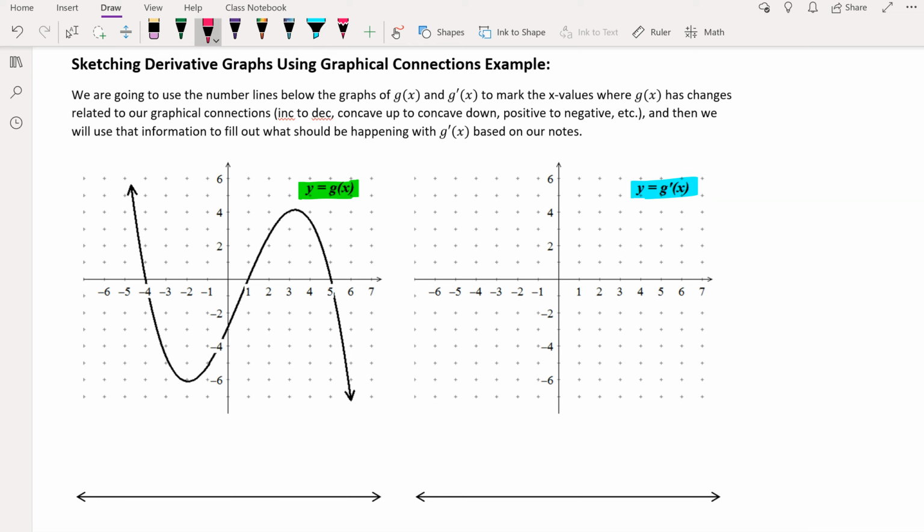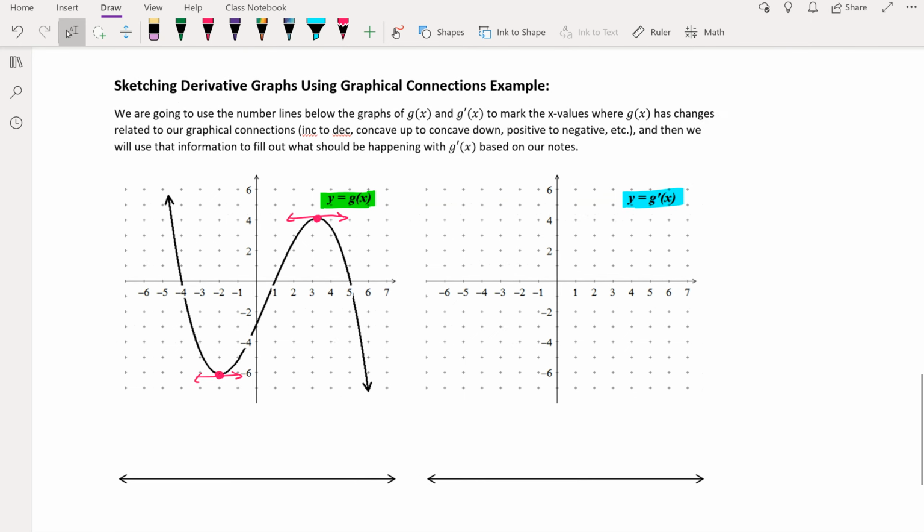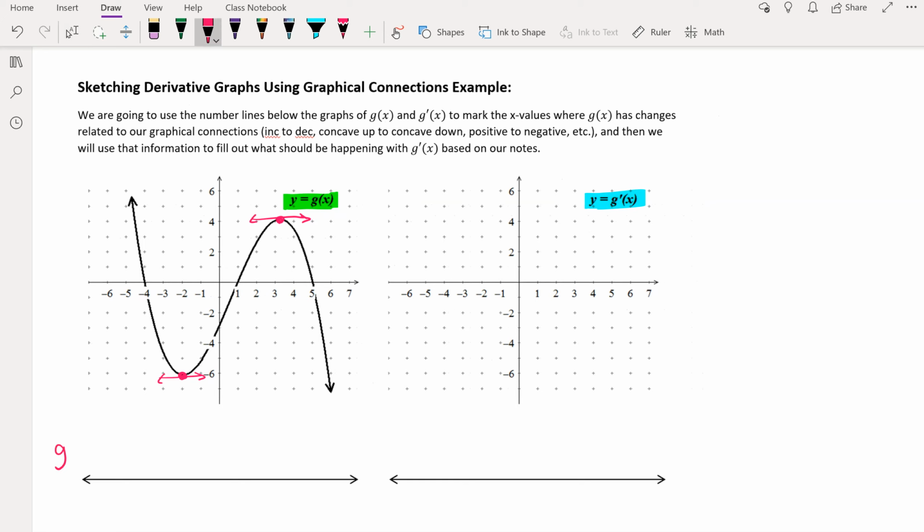So the first thing I'm going to notice on the original graph is where we have maxes and mins. So we have a minimum right here. That means we have a horizontal tangent line, right? And the derivative is going to be 0. So let me put that on my little number lines. This represents g in green, and then the pink is going to represent what's happening with g prime.